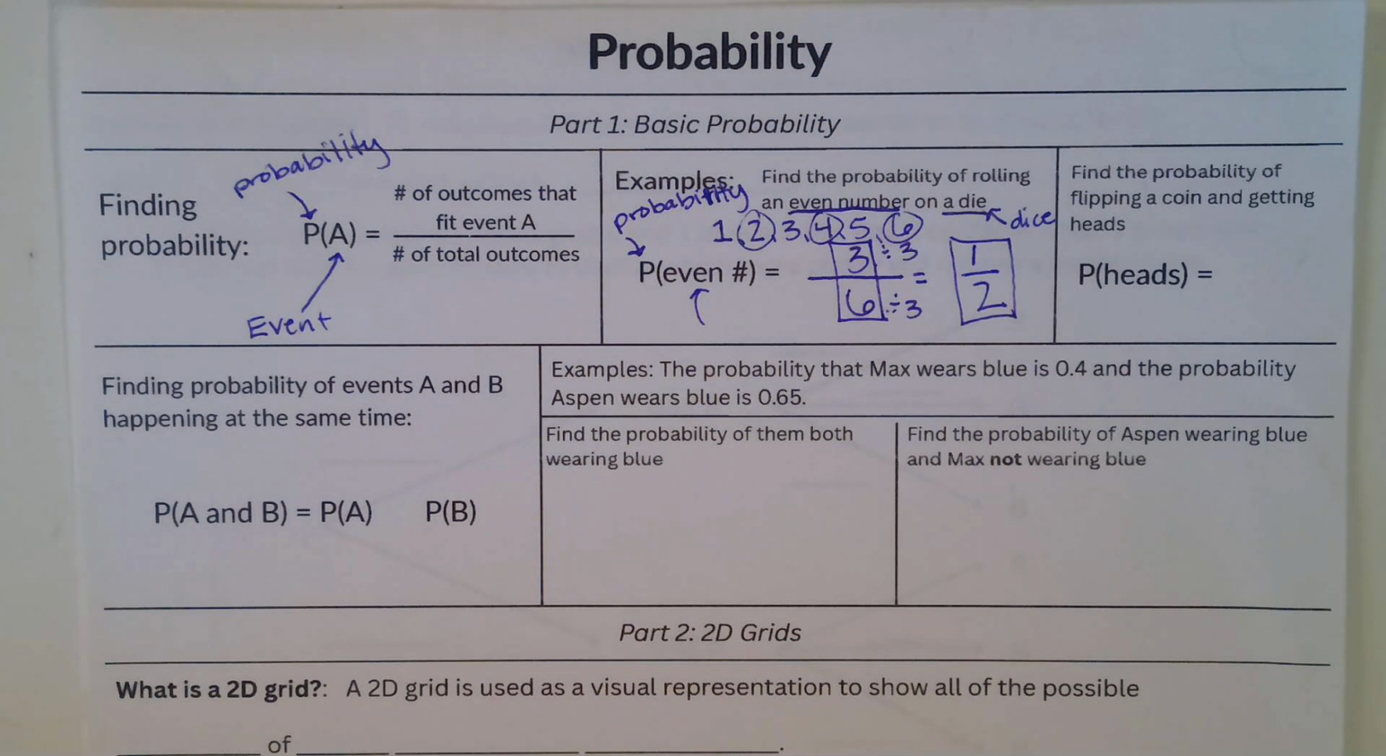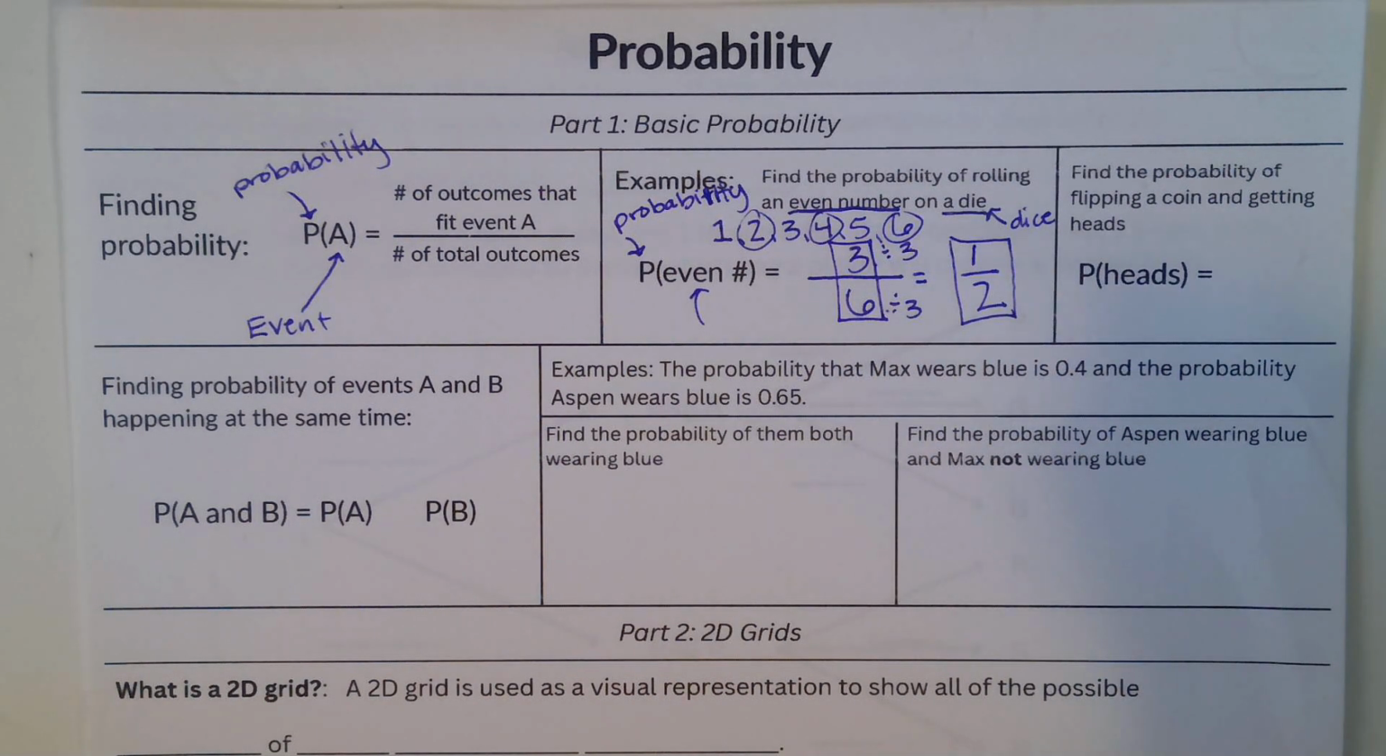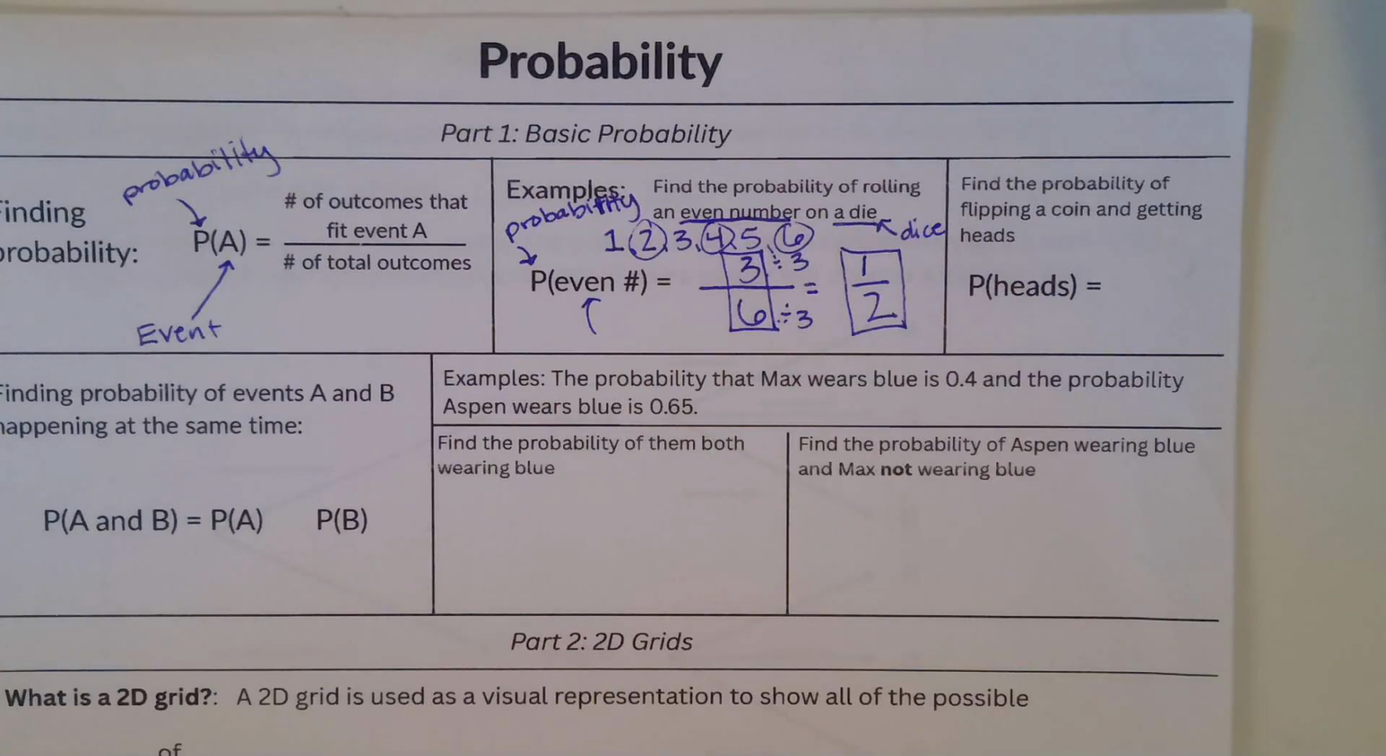Okay, so if you want to try this next question on your own, go ahead and pause this video and then try to practice that yourself. Okay, and then I am going to do it now. So it says find the probability of flipping a coin and getting heads.